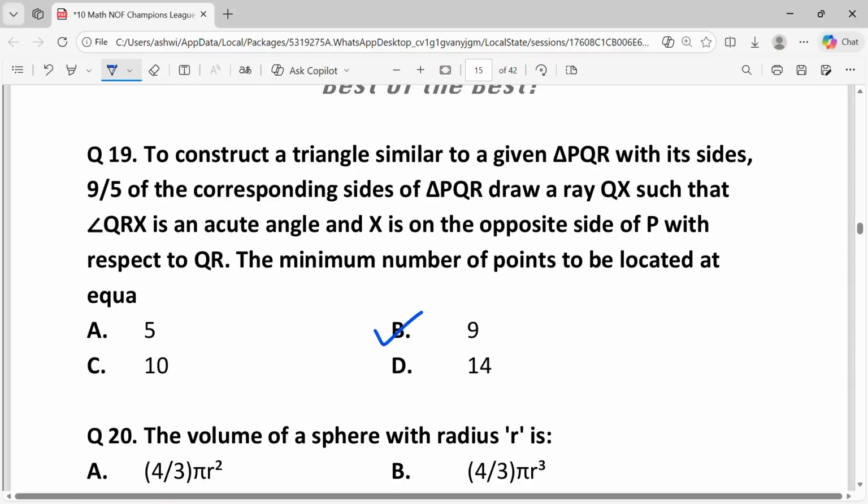To construct a similar triangle with a scale factor of 9 by 5, the larger number in the ratio, which is 9, determines the minimum number of points that must be marked at equal distance along the ray QX.